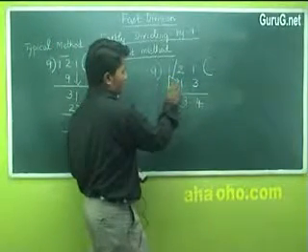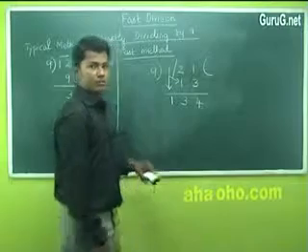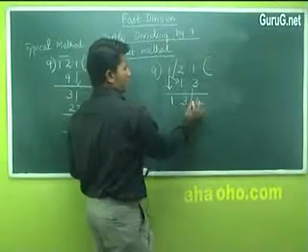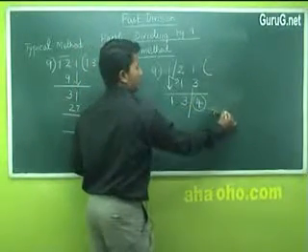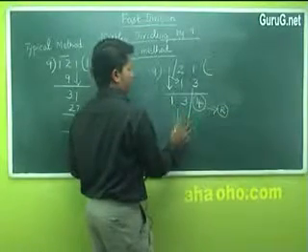And bring the number down, 13. Always the last digit will be the remainder and this will be the quotient.